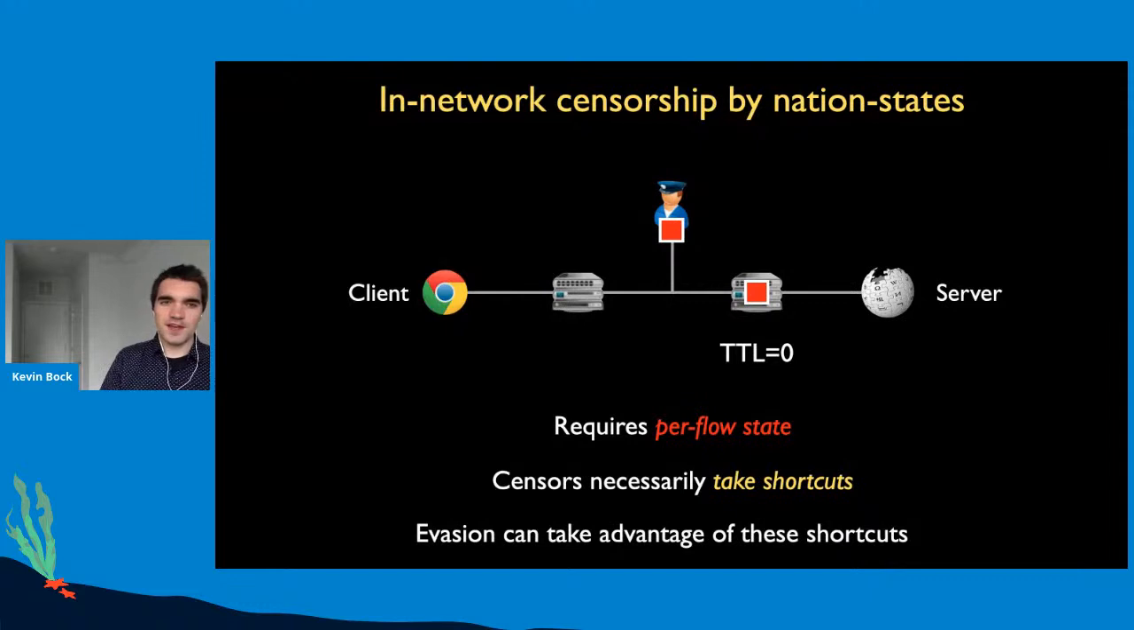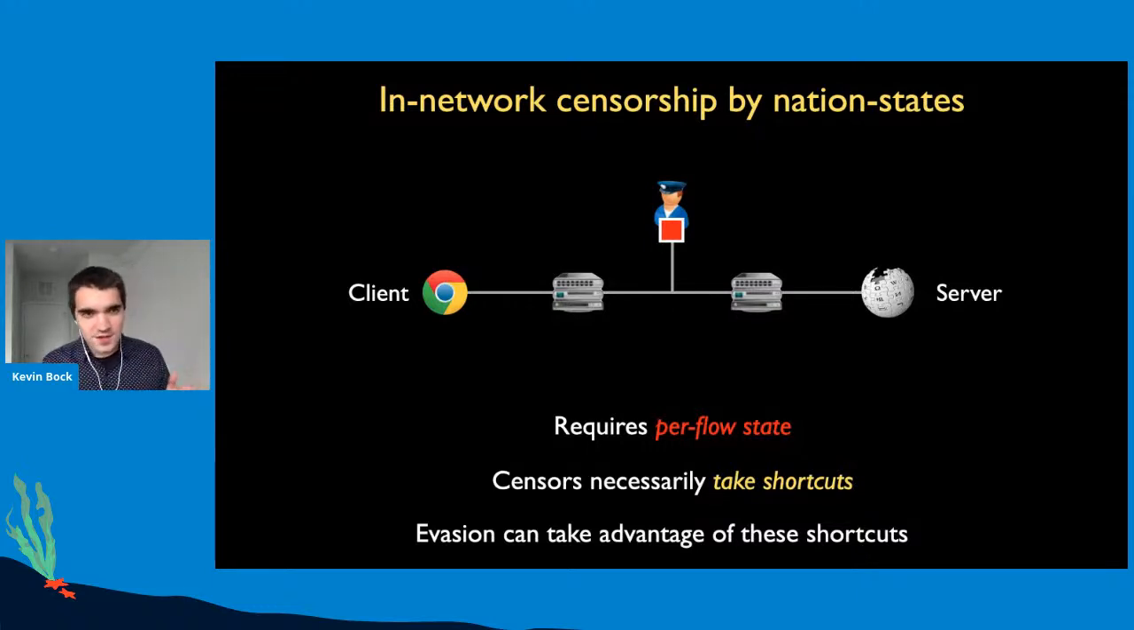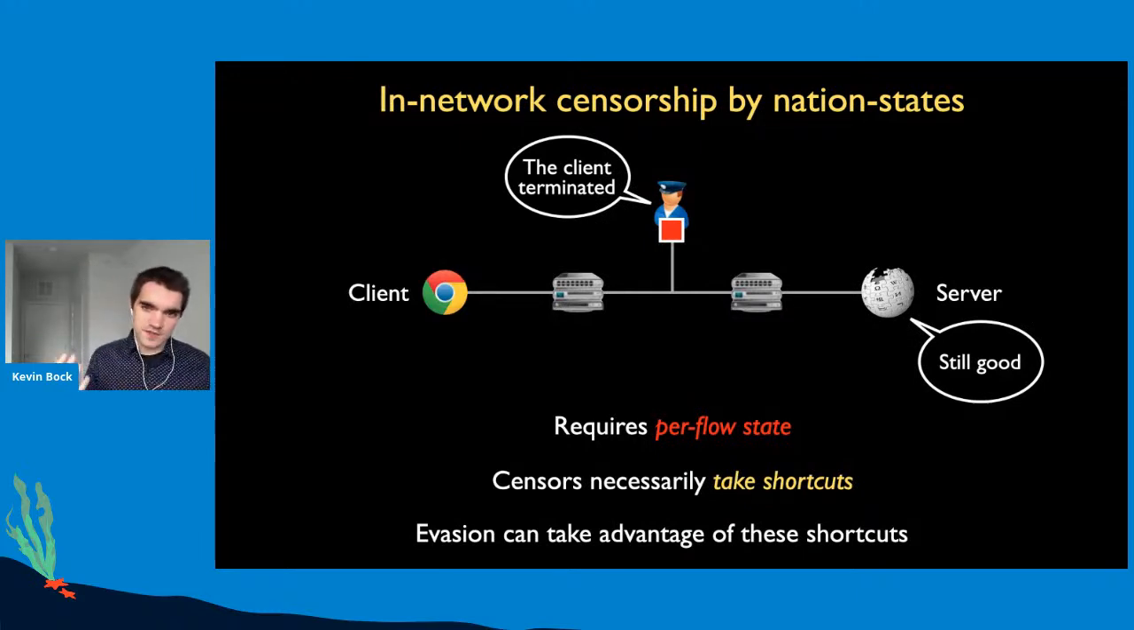But in this case, because we set the TTL too low to reach the server, the server is not going to get the packet. It's going to get dropped along the way. Now, again, the server never saw this packet. But when the censor sees it, the censor is going to say, well, it looks like the client just terminated its connection, so I can stop tracking it now. And we'll throw away the state it's been tracking of this connection. Now, when this happens, we are free to communicate for the rest of this flow, client to server, censorship-free.